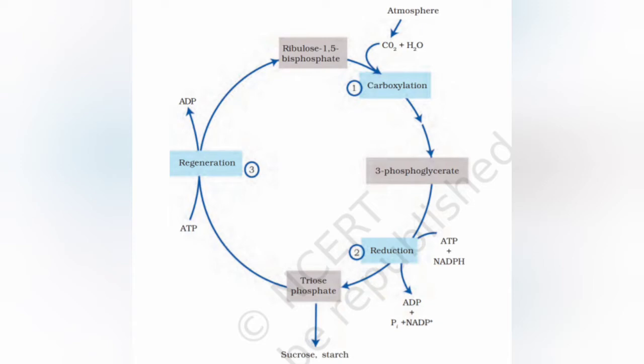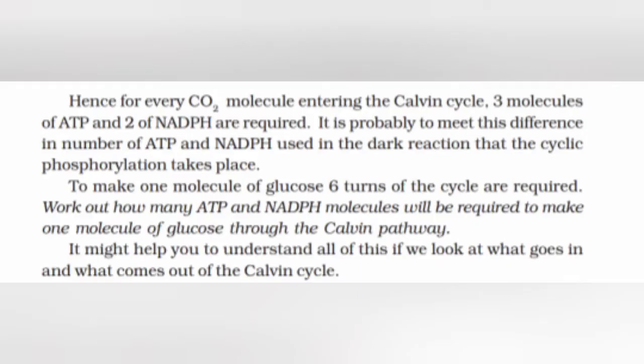RuBP, ribulose bisphosphate, receives carbon dioxide and water, carboxylation occurs and forms 3-PGA, after which reduction occurs and ATP plus NADPH are utilized. Triose phosphate is formed, which gives starch and glucose, and afterwards the RuBP is regenerated. Hence, for every carbon dioxide molecule entering the Calvin cycle, 3 molecules of ATP and 2 molecules of NADPH are required. It is probably to meet this difference in number of ATP and NADPH used in the dark reaction that cyclic phosphorylation takes place.